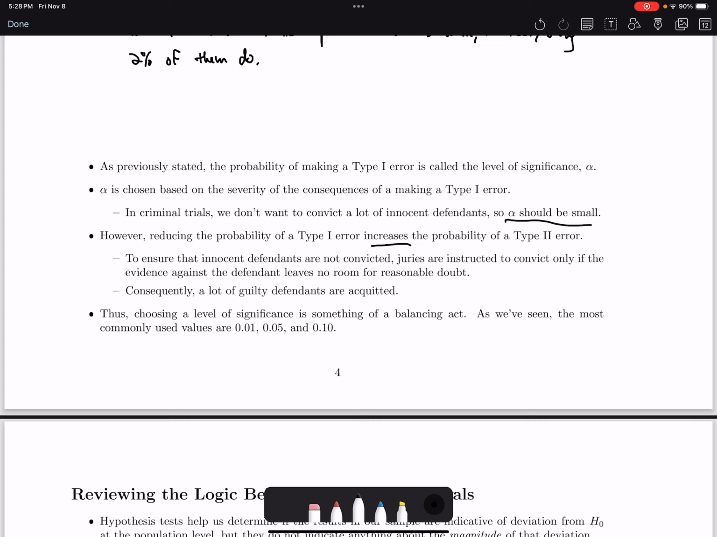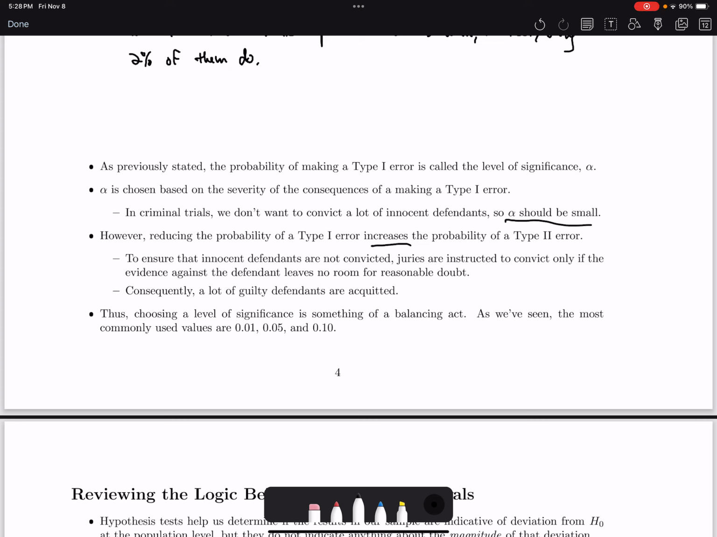So in the real world, the way that we see something like this is, to ensure that innocent defendants are not convicted, juries are instructed to convict only if the evidence against the defendant leaves no room for reasonable doubt. And consequently, a lot of guilty defendants are going to be acquitted, right? And so you can see how, with type 1 and type 2 errors, there's going to be a balancing act when you're trying to choose your level of significance.